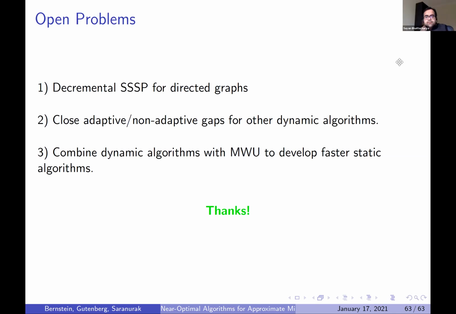Just to clarify, do I understand it correctly that the hop set lower bounds are unconditional? They're totally unconditional. You just show a graph where no good hop set exists. Yeah. I see.